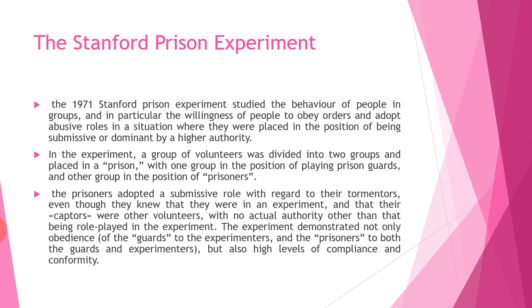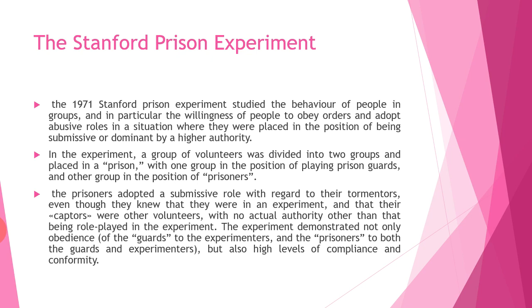Next comes the 1971 Stanford Prison Experiment. Here, the experiment studied the behavior of people in groups, and in particular, the willingness of people to obey orders and adopt abusive roles in a situation where they were placed in the position of being submissive or dominant by a higher authority. In the experiment, a group of volunteers were divided into two groups and placed in a prison, with one group in the position of playing prison guards and the other group in the position of prisoners.